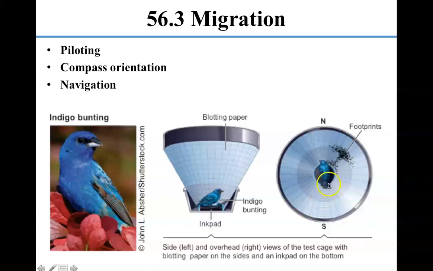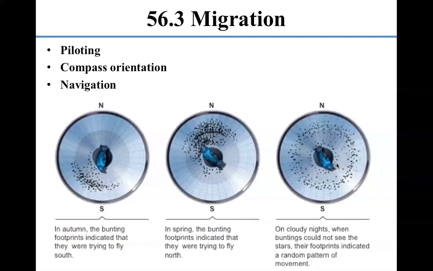So here you can see that this indigo bunting kept trying to go northeast, right? We can tell by its footprints. It was walking around on the paper, touching ink pads, and this thing wants to go northeast. And it turns out that if you keep these birds in these cages, in autumn they try to go southeast, and in spring they try to go north. And on cloudy nights, they just kind of randomly walked around.